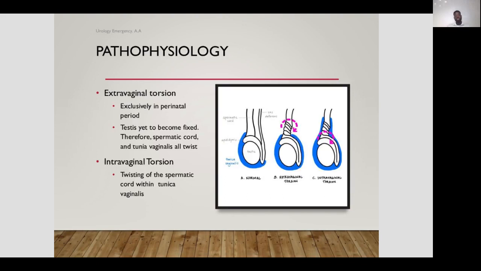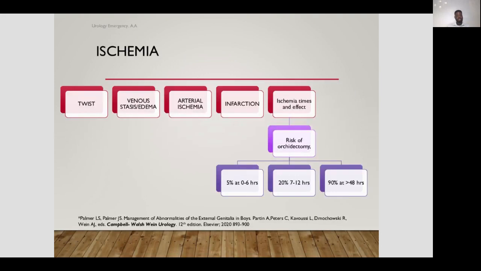The much more common one is the intravaginal torsion, where the fixation has happened and you have twisting of the spermatic cord itself within the tunica vaginalis. In those with this type, 12% of them usually have bell clapper deformity, and other ones could be usually due to spasm of the cremaster muscle itself, causing a violent twist of the testicle. So extravaginal, perinatal period, intravaginal, older people, adolescents.